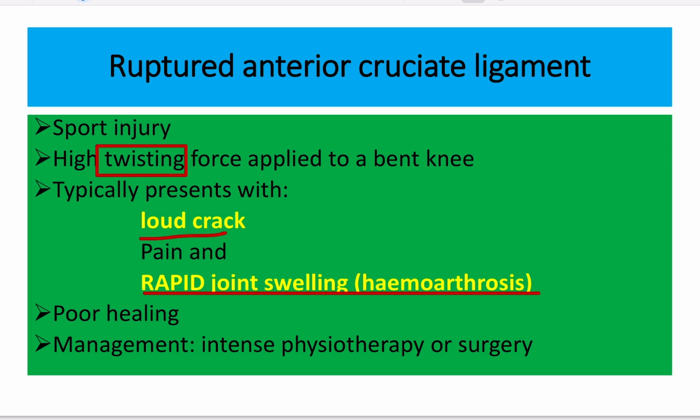And also when there is a fracture or rupture, there is pain. So pain and rapid swelling is the diagnosis of anterior cruciate ligament injury. But when there is pain but the knee joint swelling is less, that means it comes 6 or 8 hours later or 1 day later, in this condition the answer will be the menisci tear. Also there is poor healing, and the management is physiotherapy or surgery. In case of partial damage, physiotherapy may improve it, but in case of complete damage, usually surgery is required.